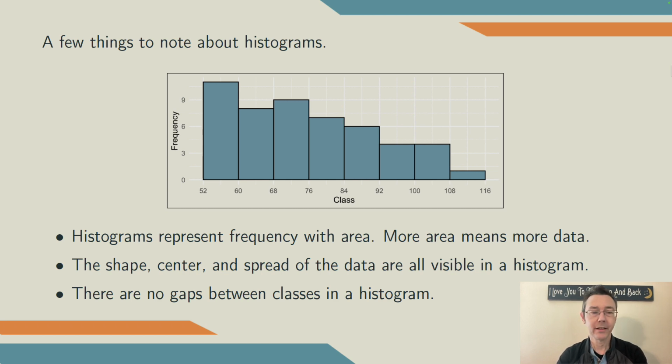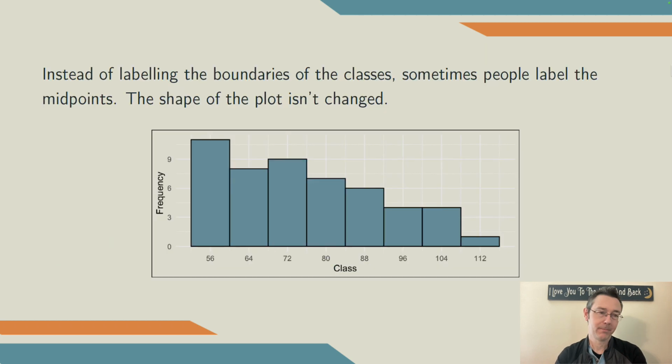Finally, and a bit more technically, there are no gaps between classes in a histogram, and this reflects the fact that when we're making a histogram, we're graphing quantitative data that's broadly speaking on a continuous scale. Gaps between the bars would seem to indicate that there are gaps between the classes. Usually when you see gaps between bars, we're talking about categorical data. We're talking about a bar chart rather than a histogram. Long story short, have your bars directly adjacent to one another when making a histogram.